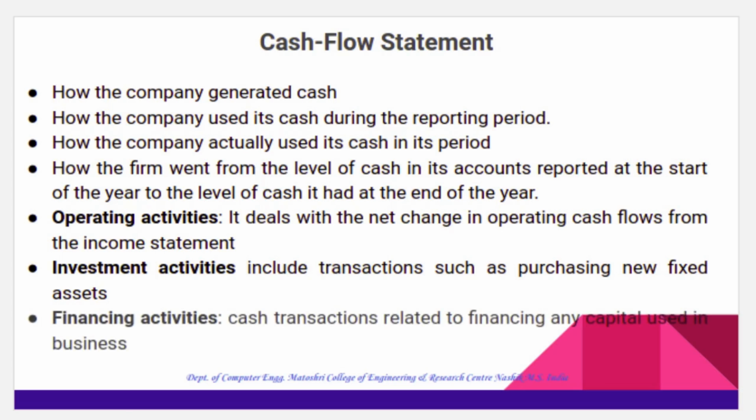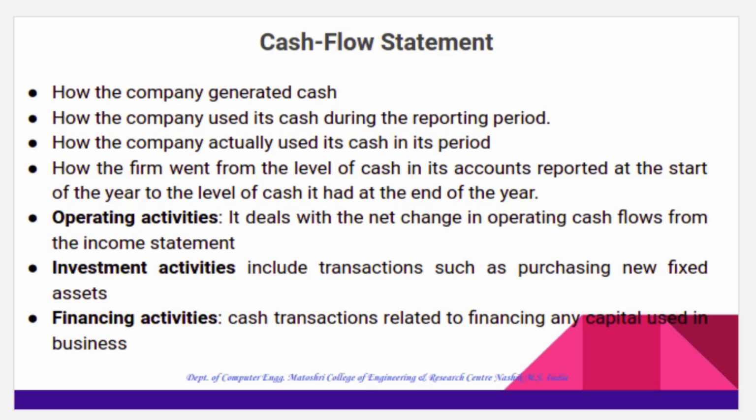Then next is financial activity. Finally, we detail cash transactions related to financing any capital used in the business. For example, the company could borrow or sell more stock, resulting in cash inflows, or sometimes paying off existing debt would result in a cash outflow. By summarizing cash inflows and outflows from these three types of activities for a given accounting period, we obtain the net change in the cash flow position of the company.